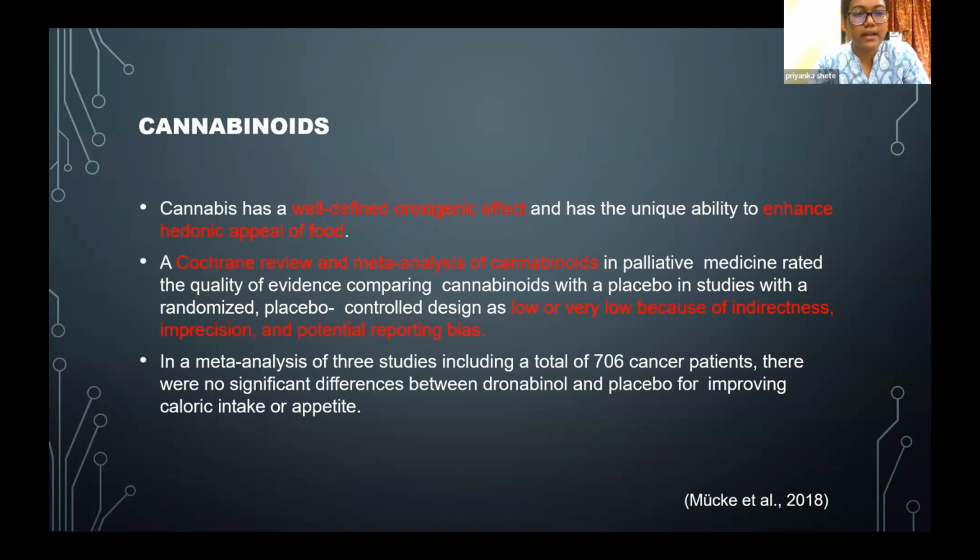Then next, cannabinoids. Cannabinoids have a well-defined orexigenic effect and the unique ability to enhance the hedonic appeal of food. A Cochrane-derived meta-analysis of cannabinoids in palliative medicine rated the quality of evidence comparing cannabinoids with placebo in randomized placebo-controlled studies as very low because of indirectness, imprecision, and potential reporting bias. In a meta-analysis of 3 studies including a total of 706 cancer patients, there was no significant difference between cannabinoids and the placebo for improving calorie intake or appetite.